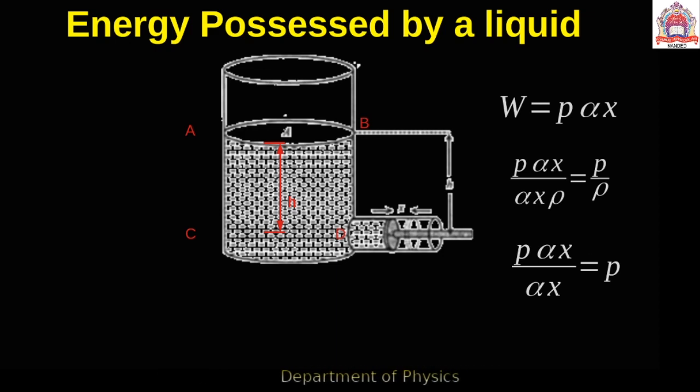With the help of the continuity equation and energy possessed by liquid, Bernoulli gives the theorem that states that the total energy of a small amount of an incompressible liquid flowing from one point to another point without friction remains constant throughout the displacement.